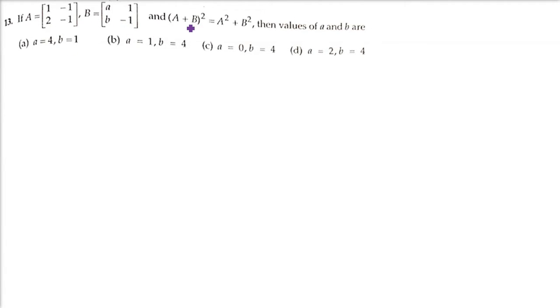A and B is this. A plus B whole square is A squared plus B squared. Then the values of A and B are.